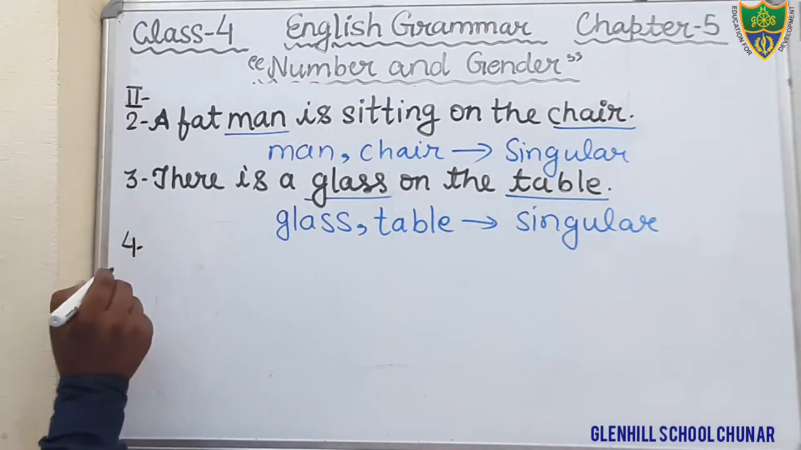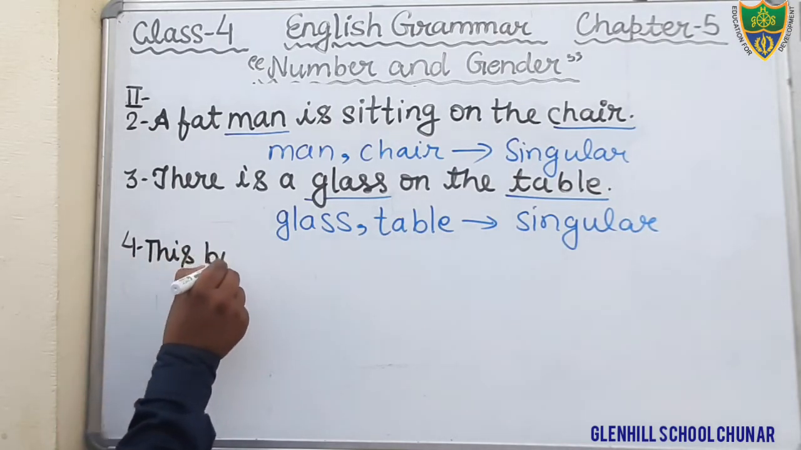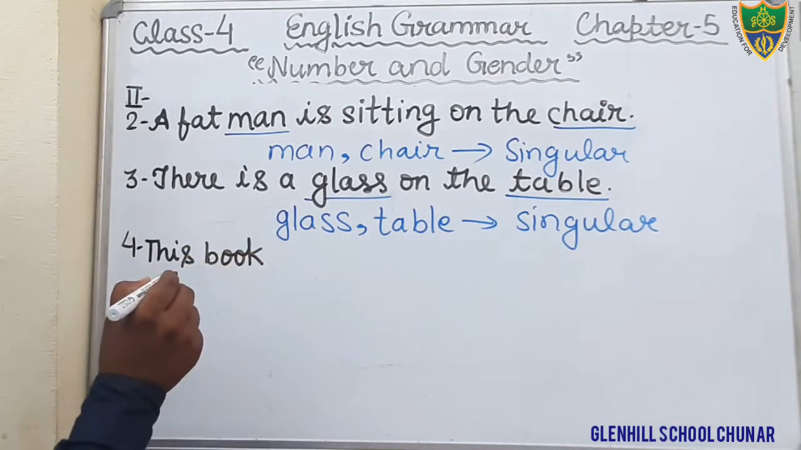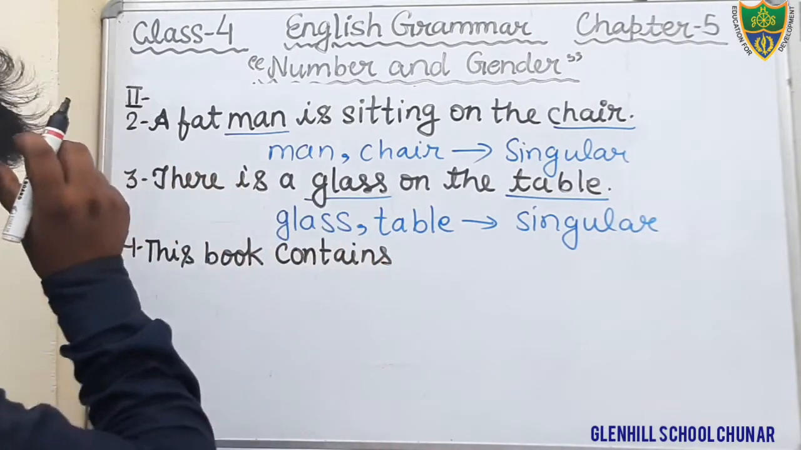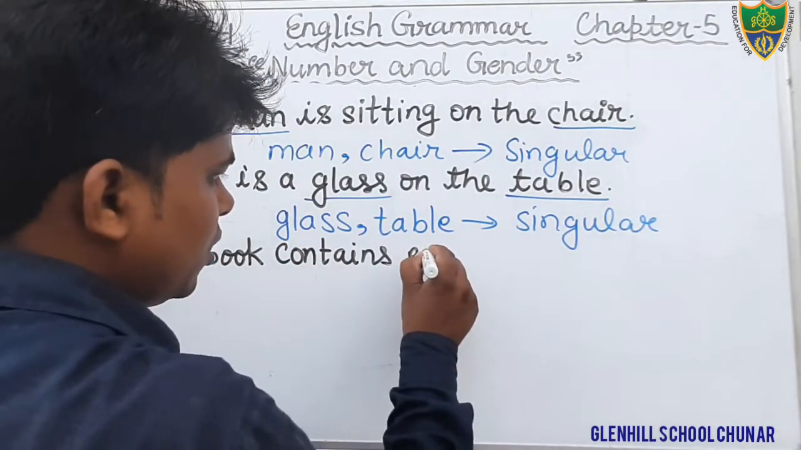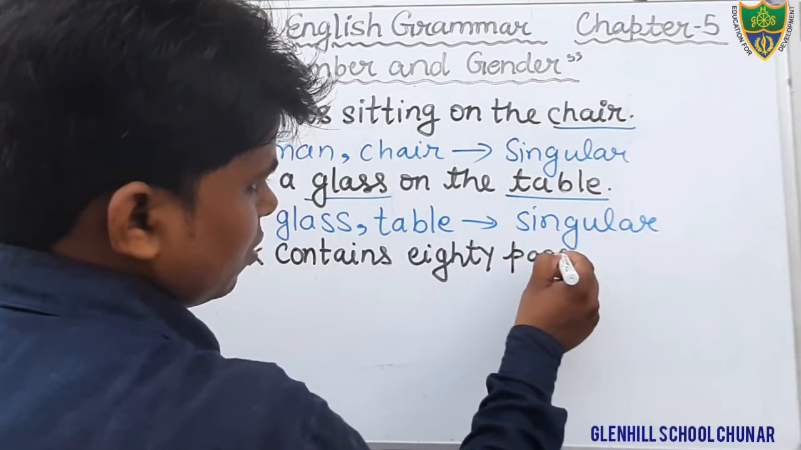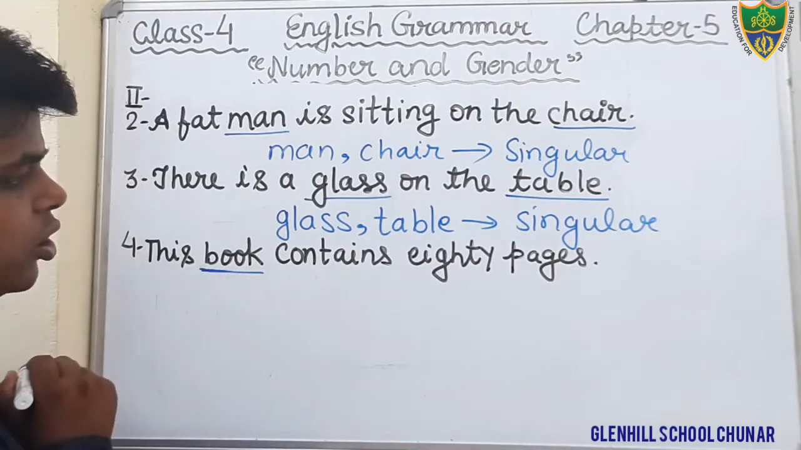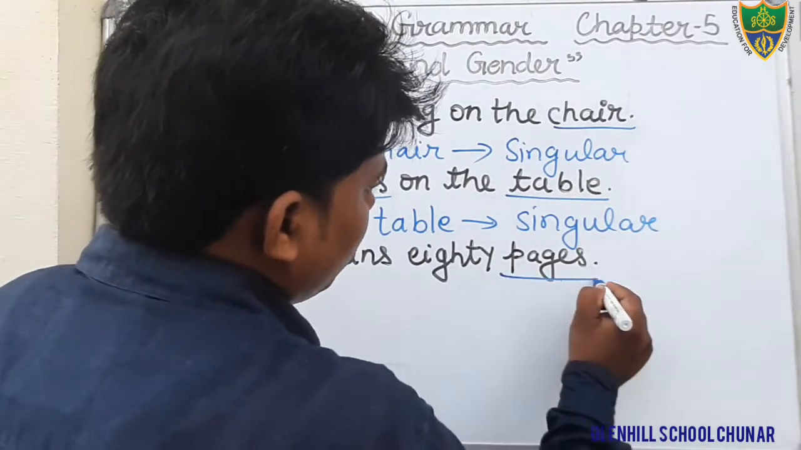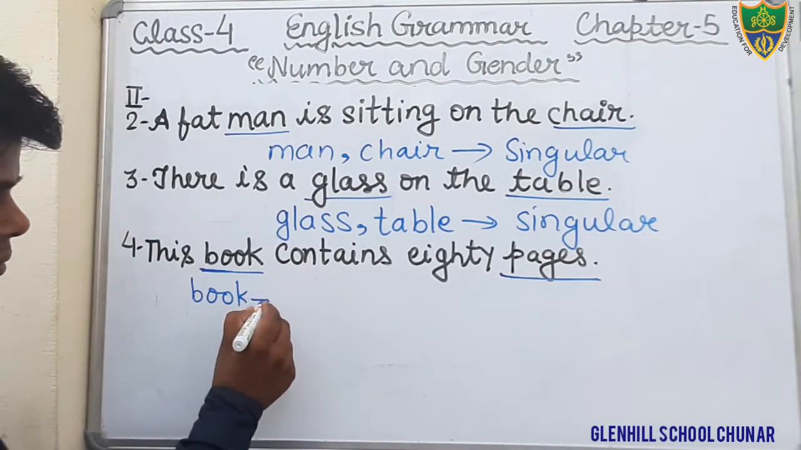Question number 4. What is question number 4? This book contains 80 pages. Just see. This book contains 80 pages. And first of all, you have to recognize the noun. Book is a noun. Pages is also a noun. But here, dear students, just see book. You have to write like this. Book is singular number.